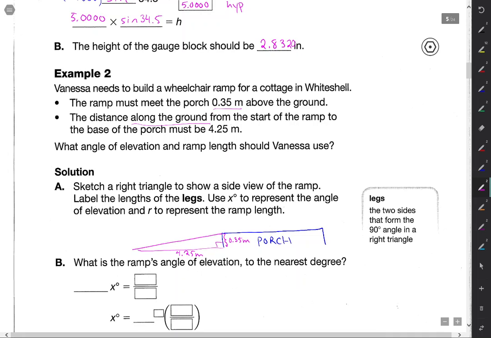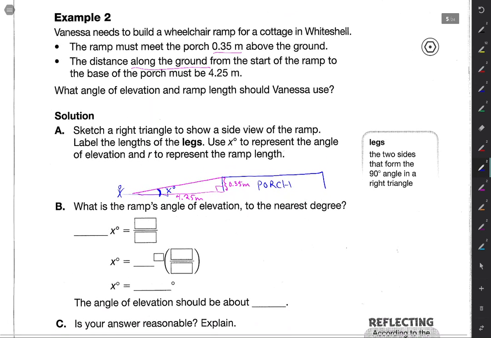Now that we set up this problem, it's asking what is the angle of elevation. So we're going to think about our little guy standing here, looking straight outwards and then upwards. So this angle would be the angle of elevation we are looking for, x degrees. We are given this 4.25. In relation to this angle, that would be the adjacent side of the triangle because it's not the hypotenuse, but it's the side that is beside the angle we're working with. So it's adjacent to it. And then this 0.35 would be the opposite side. So we have adjacent and we have opposite.